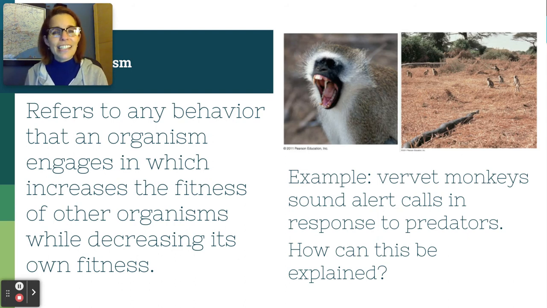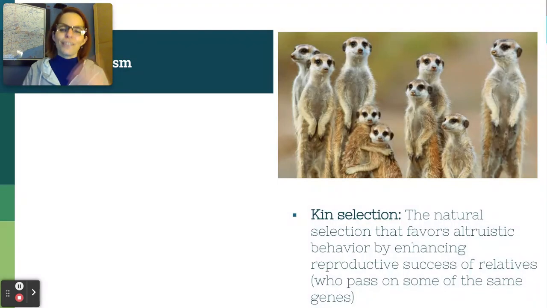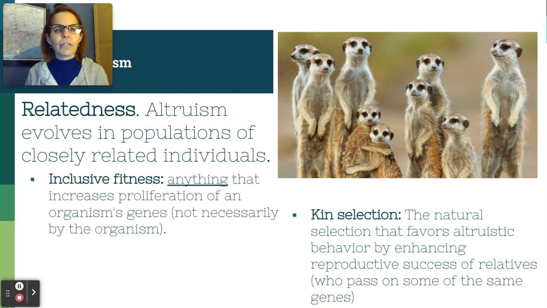So here's an example. Vervet monkeys, and you see this in many different species, sound alert calls in response to predators. How can this be explained? So if there's a predator and that monkey there starts screaming bloody murder and warns all of the vervet monkeys in the area, where's the predator going to look? To the screaming monkey. And now that screaming monkey is in danger, saving everybody else's hides. So how do we explain that? So this is what we're going to talk about. It has to do usually with relatedness. Altruism evolves in populations usually of closely related individuals.